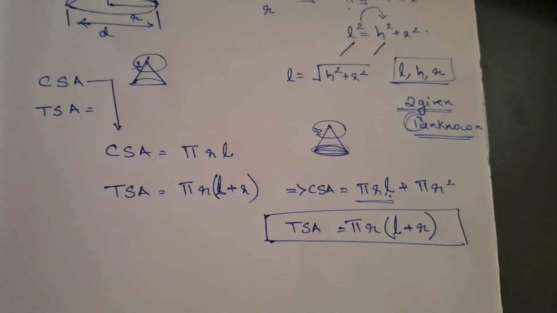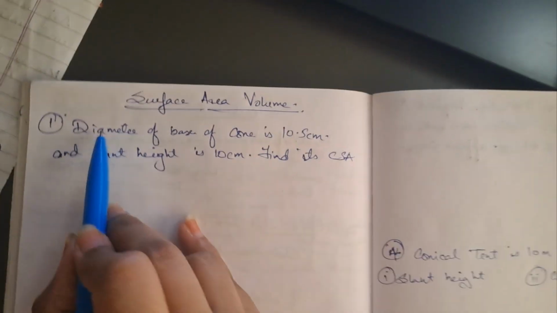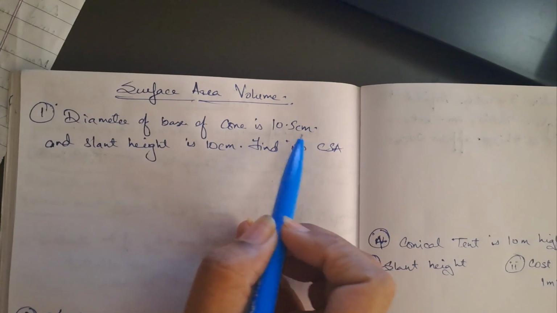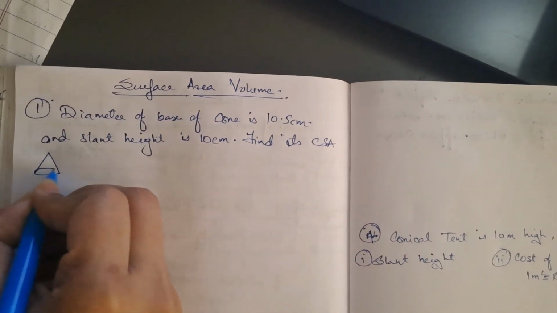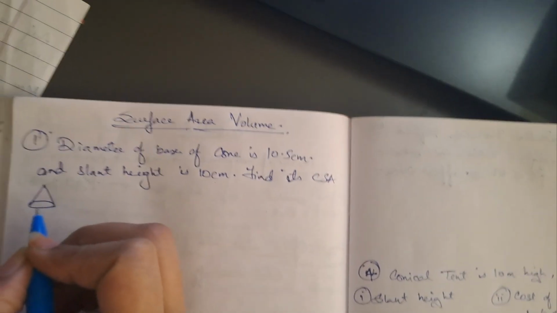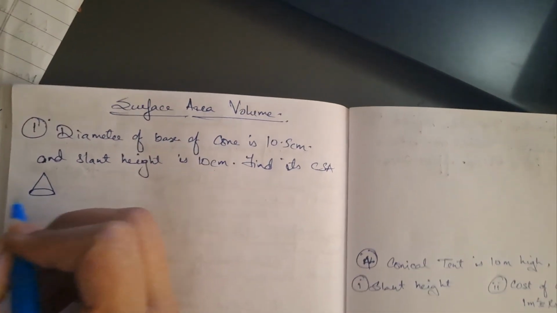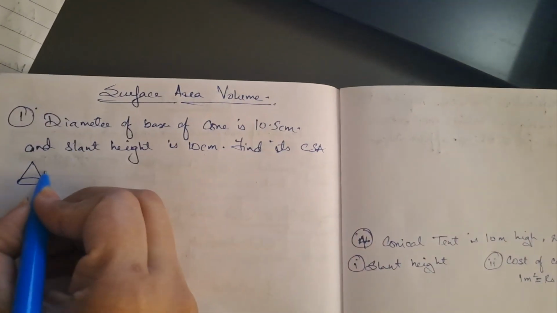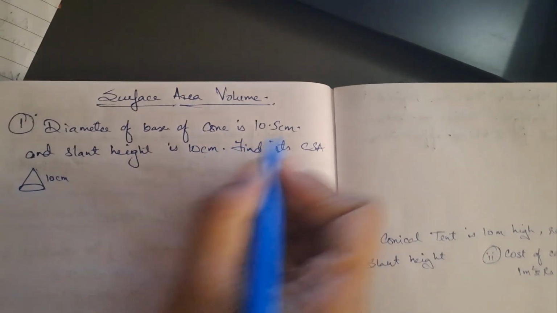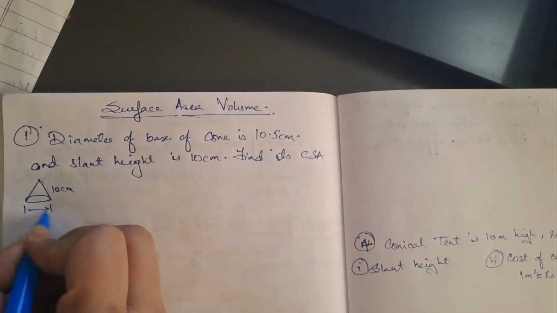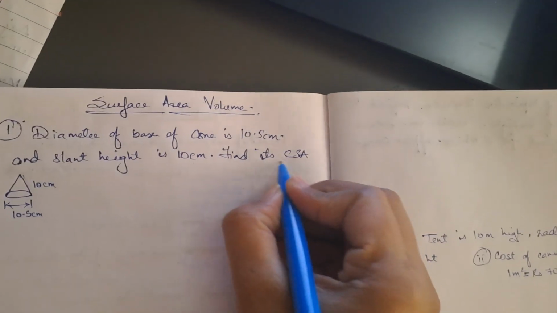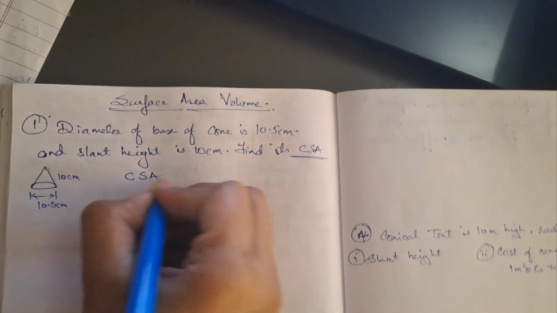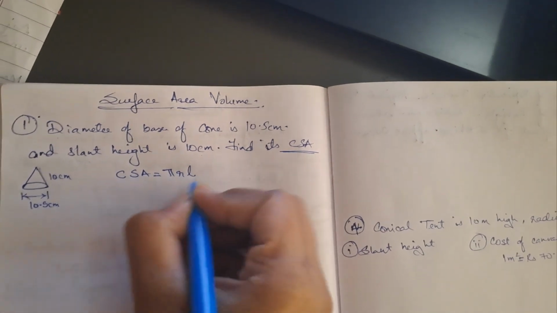Now, going ahead with the first question, it says that the diameter of the base of a cone is 10.5 centimeters and the slant height is 10 centimeters. Whenever you're drawing the mensuration questions, I would prefer you to draw the diagram and write down the dimensions so that you understand what it is talking about. So the slant height, that means this height, is given as 10 centimeters and the diameter, from here to here, is given as 10.5 centimeters. Then they are asking me to calculate the CSA. The CSA formula is pi RL. Okay, pi.